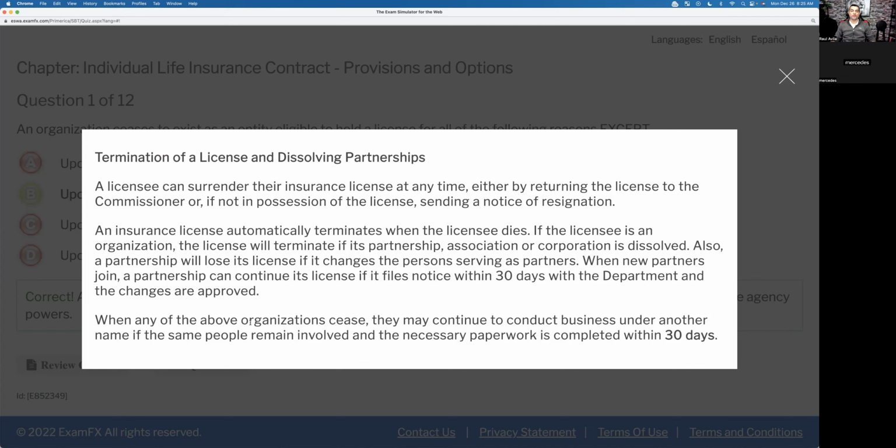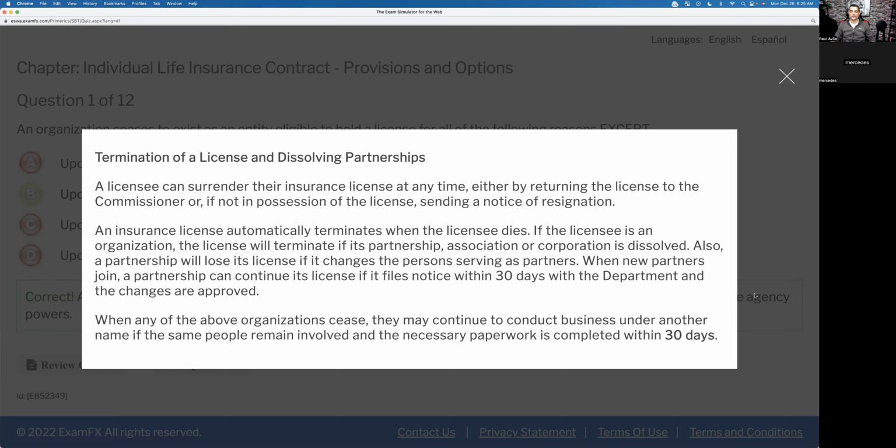When any of the above organizations ceases, they may continue to conduct business under another name if the same people remain involved and the necessary paperwork is completed within 30 days. Bam, there it is, 30 days. All right, so I was talking about licensees or organizations. Cool, I get it now.